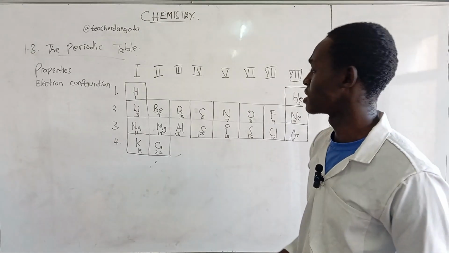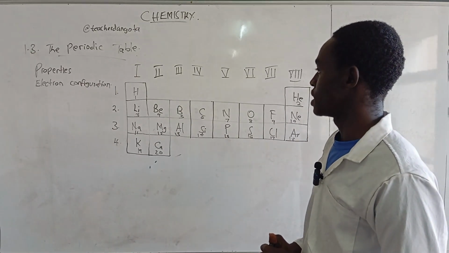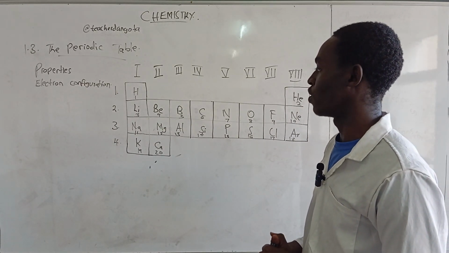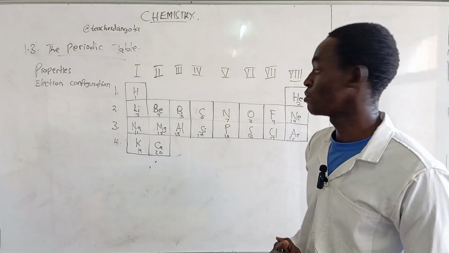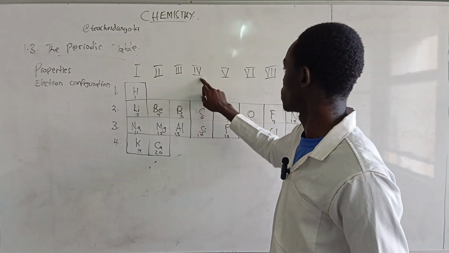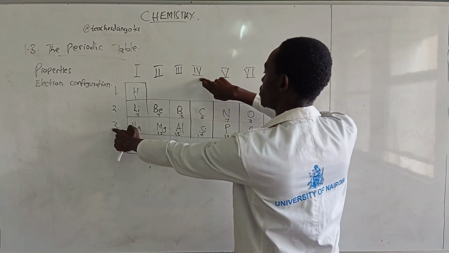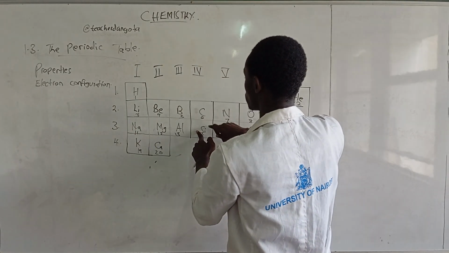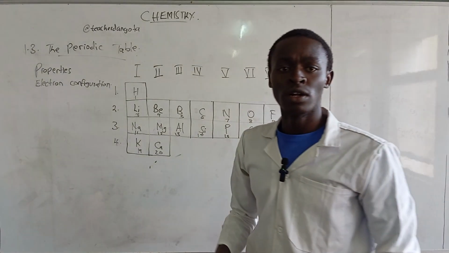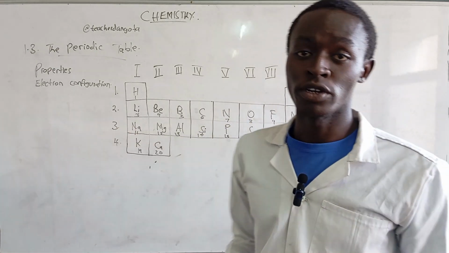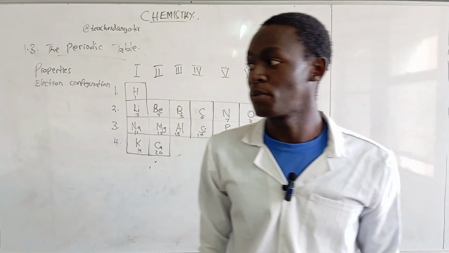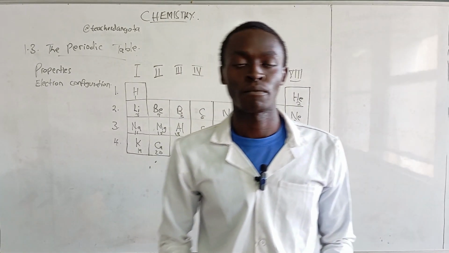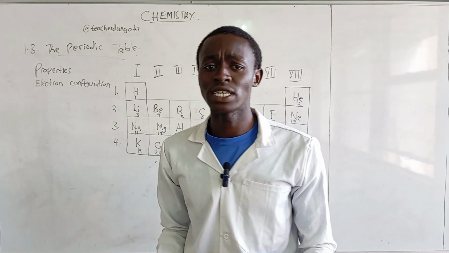So you can be asked which element is found in group 4 and period 3 of the periodic table. So group 4, where's group 4? Group 4 is in period 3. So that element will be silicon, group 4, period 3. So through the groups and the periods, you can locate an element in the periodic table. It's just that simple.